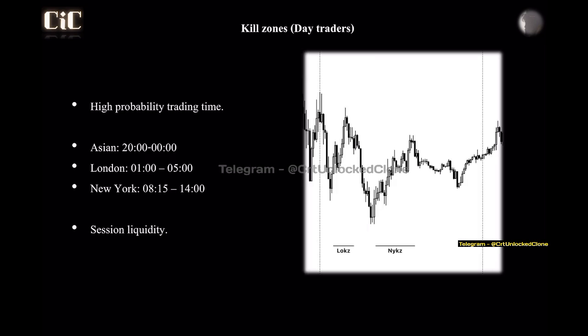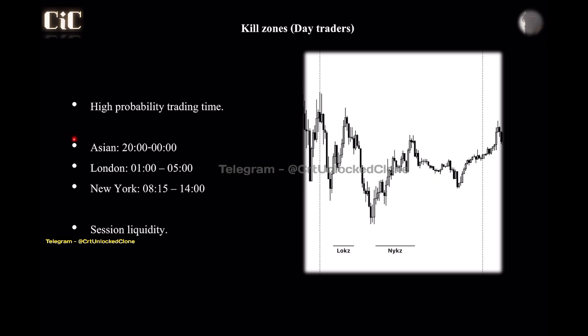Kill zones only apply for day traders. And also apply for the weekly candle trader when trying to catch the high or the low, because the high or the low of the week usually forms on a specific day at a specific time. Usually, more often than not, during a kill zone. A kill zone basically is a high probability trading window. It's a window of time in which price moves faster.